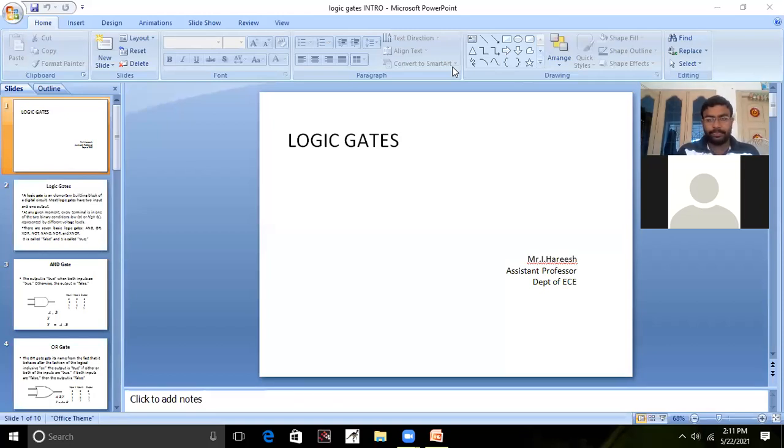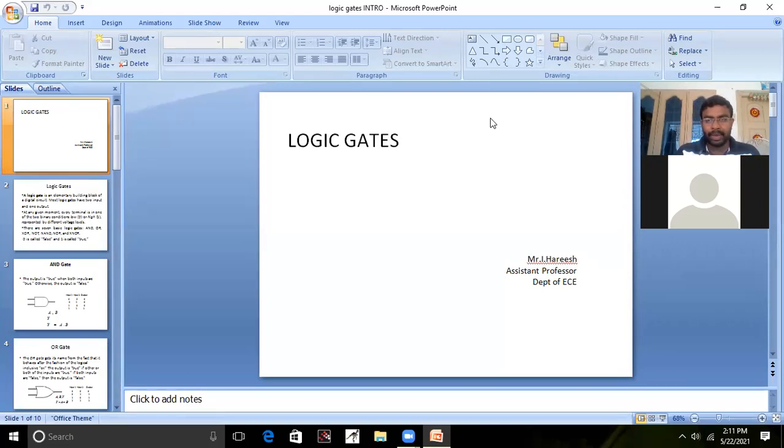Yes, sir. Students, okay. So let us start discussing logic gates in today's session. In yesterday's session itself, we started the concepts regarding logic gates, and I explained what the different types of logic gates available are, and basically the AND gate and OR gate I explained in yesterday's session itself.